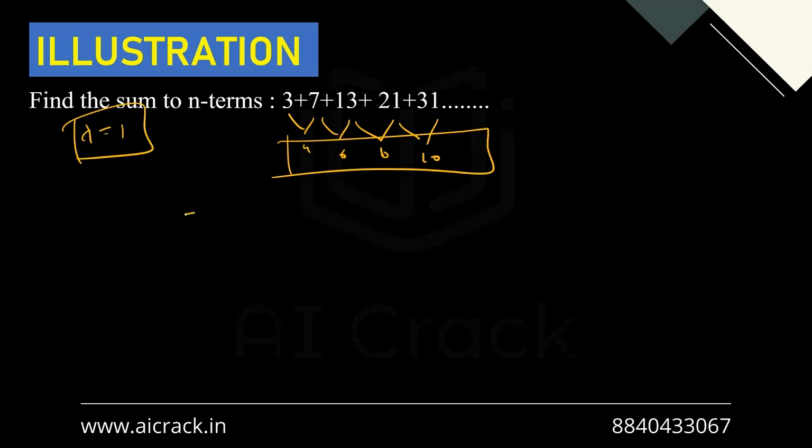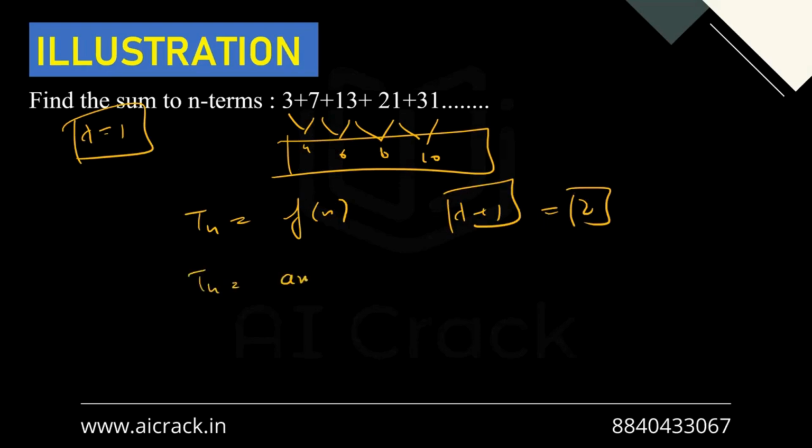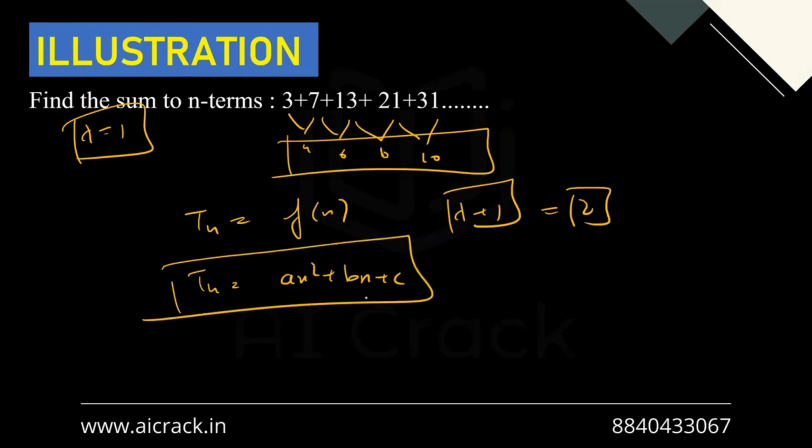According to the rule, Tn should be a function of n of degree lambda plus 1. That is 2, right? Lambda equals 1. So that's why degree should be 2. So Tn would be what? An square plus bn plus c. So this is how our Tn should look. But we still don't know what a, b, and c are, right? We have to find out these variables.